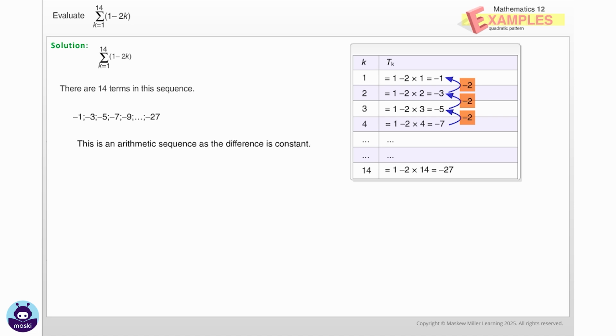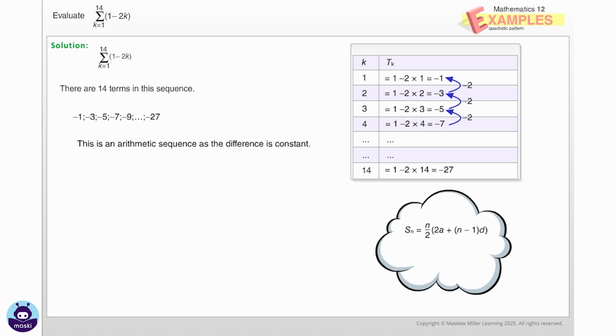This is an arithmetic sequence as the difference is constant. Recall the formula for calculating the sum of n terms of an arithmetic sequence. Sn equals n over 2 times a plus l. Since we know the first term, the last term, and number of terms, to calculate the sum, we can use the second formula.